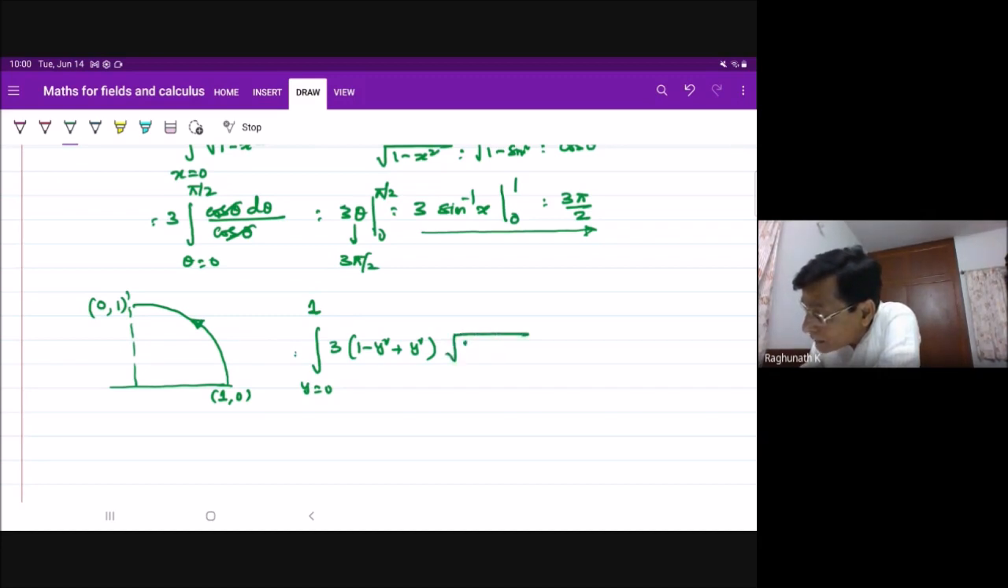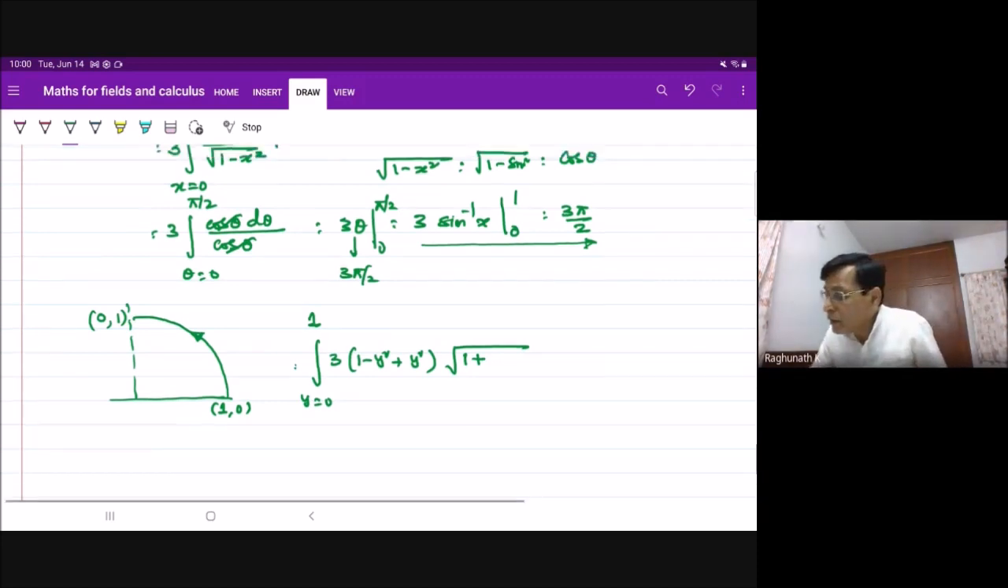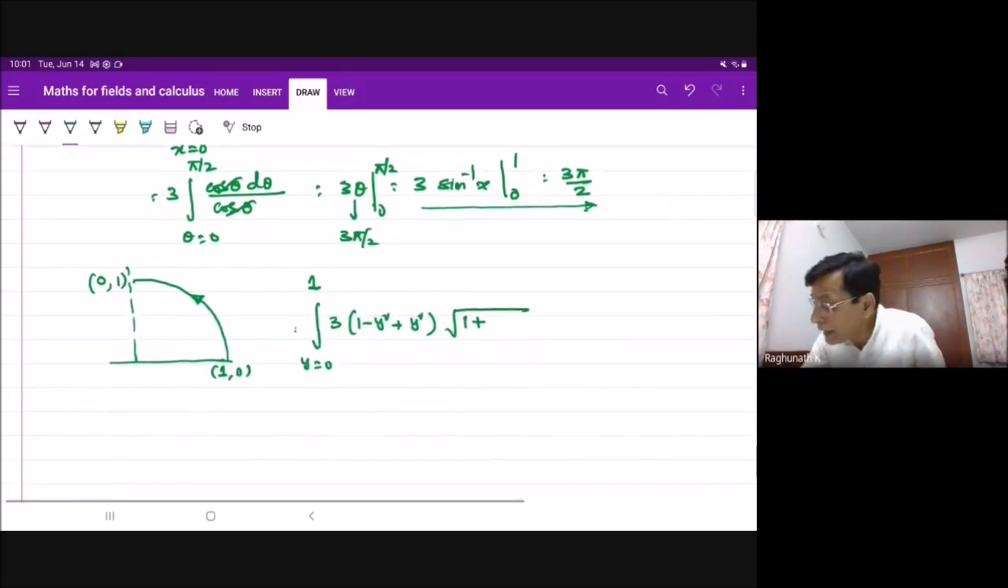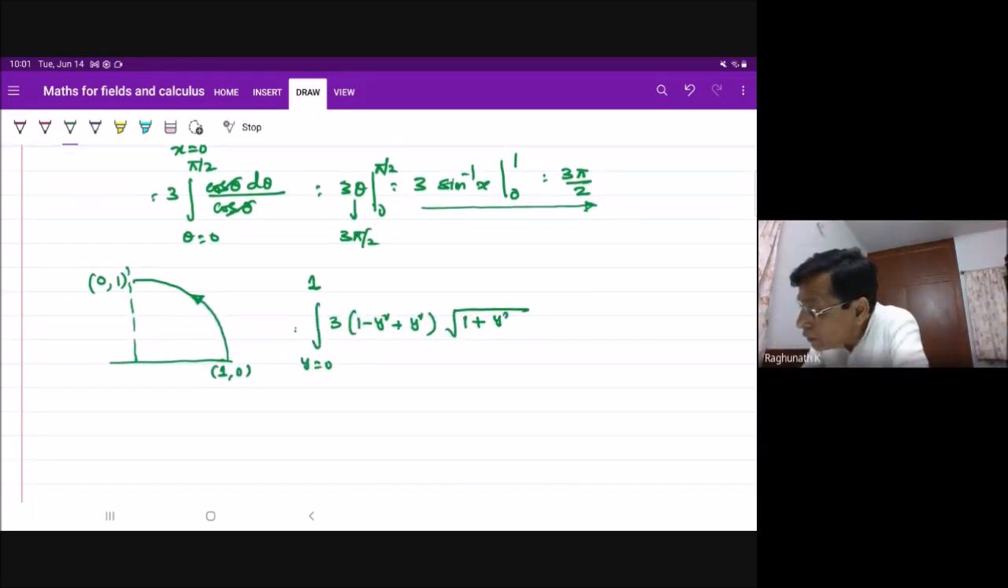Root of 1 plus dx by dy whole squared. What is dx by dy? Minus y by x automatically. Dy by dx is minus x by y. Dx by dy is minus y by x squared. 1 plus y squared by x squared dx.